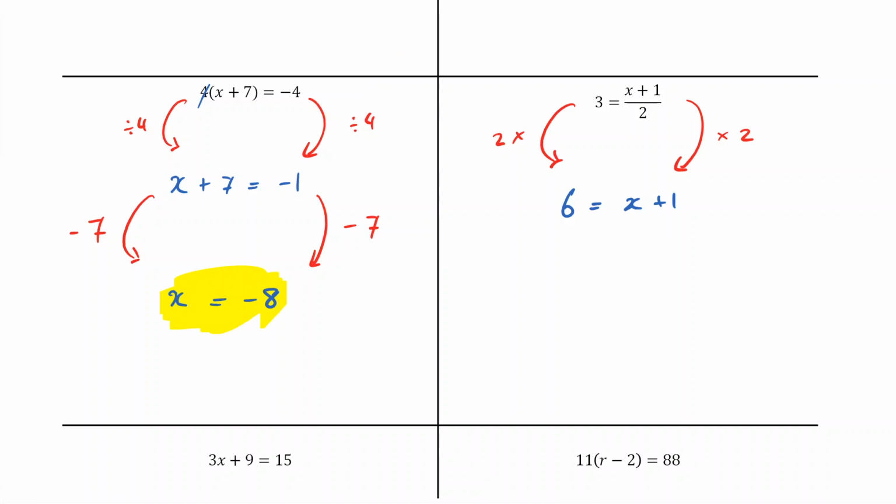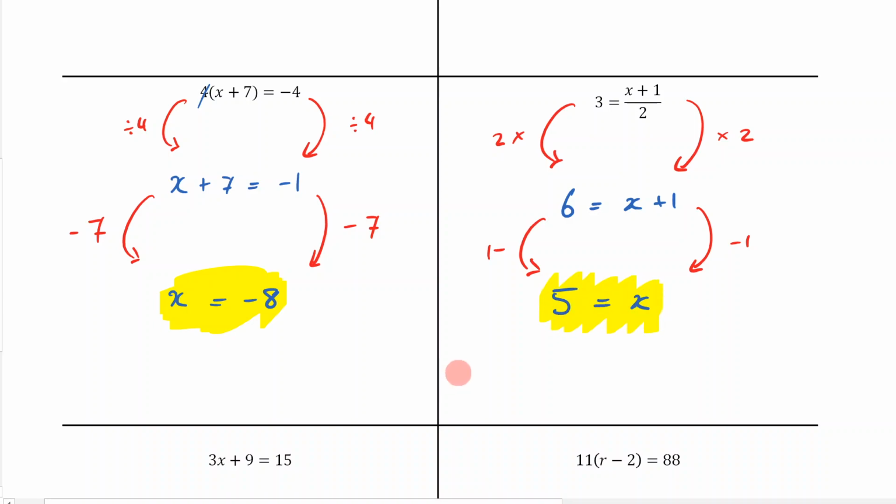And then the next thing that I'm going to do is get rid of this plus 1 by minusing 1 from both sides. So that means I'm going to get 6 minus 1 is 5, and then an x on that side. My answer will be x is equal to 5, or 5 is equal to x, same thing. There we go. Hopefully you got that correct.